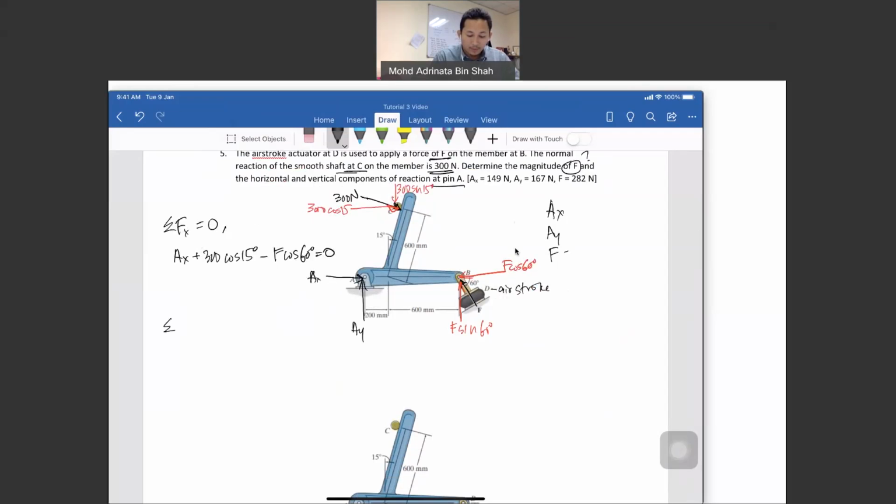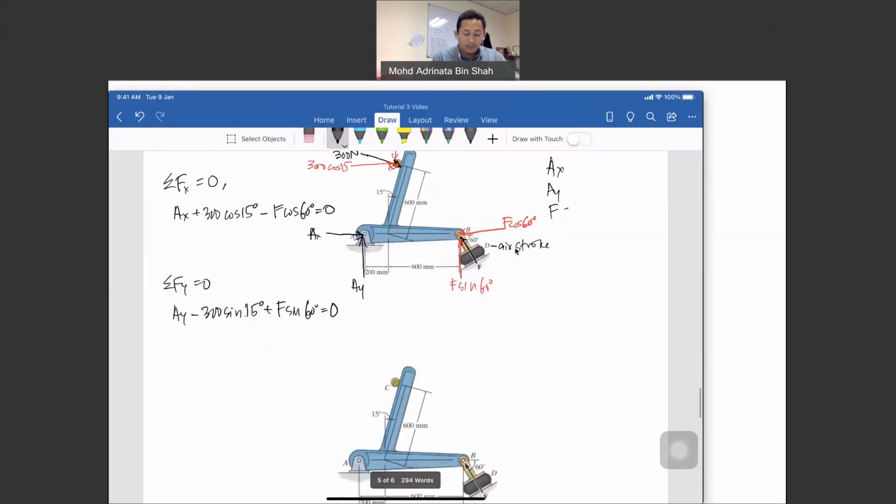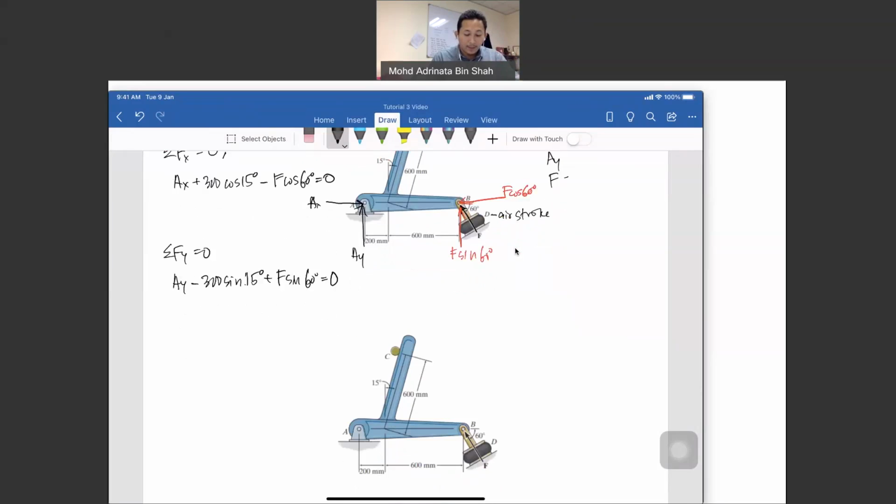Next, we have the sum of Fy equals 0. So we have AY minus 300 sine 15, not 55, plus F sine 60 equals 0. We cannot solve because we have AY and F.